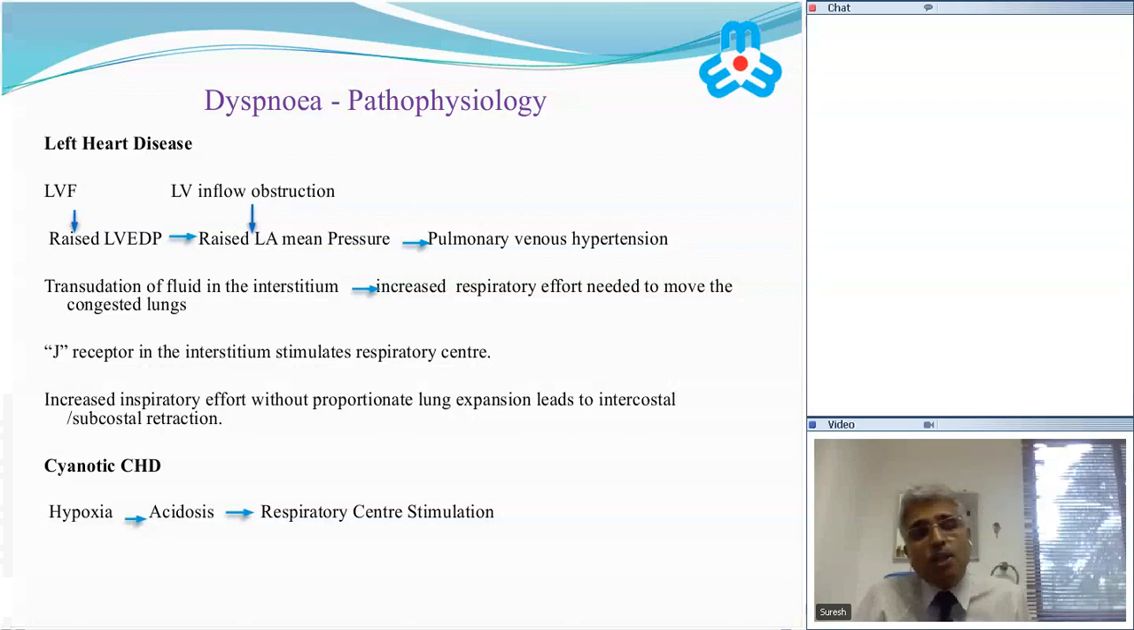But in the context of cyanotic heart disease, it's a very different ballgame. Hypoxia leading to acidosis and respiratory center stimulation.